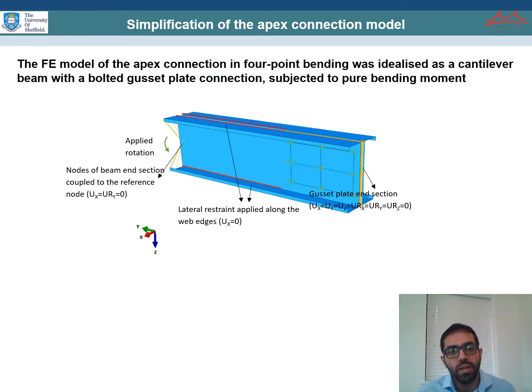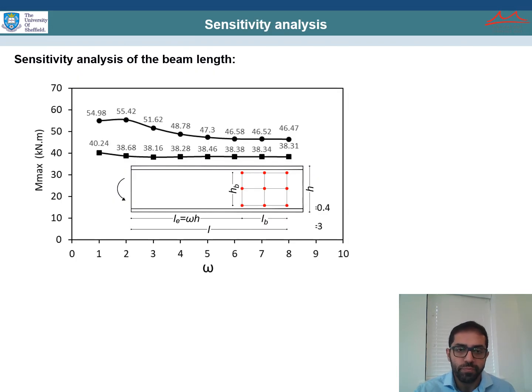For the parametric studies, the finite element model of the apex connection in 4-point bending was idealized as a cantilever beam with a bolted gusset plate connection subjected to pure bending moment. As you can see, the gusset plate between the back-to-back channels was fixed at one end, and the rotation was applied to the other end of the beam. Lateral restraints were also imposed at the web edge.